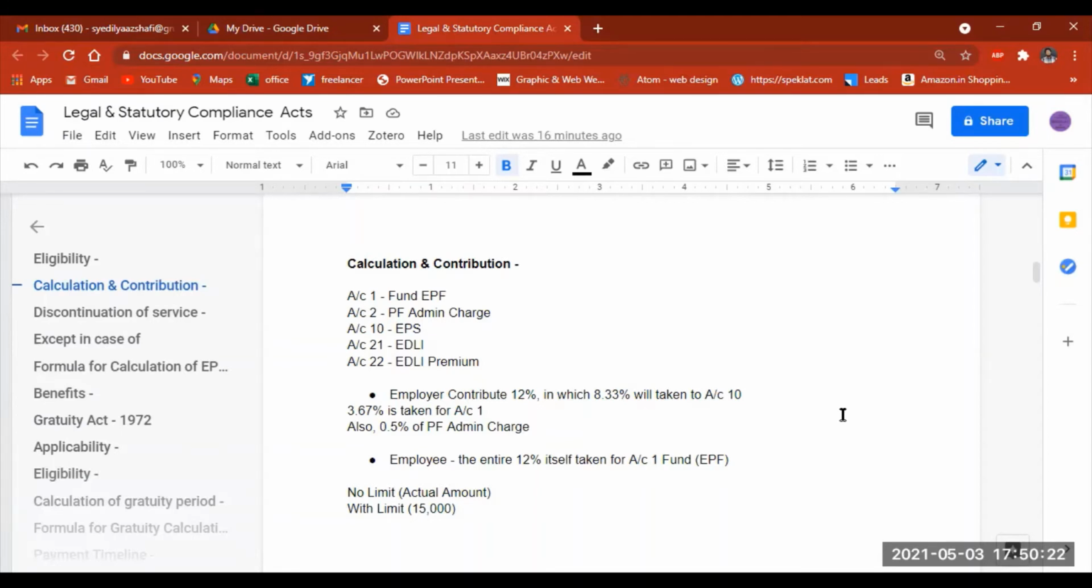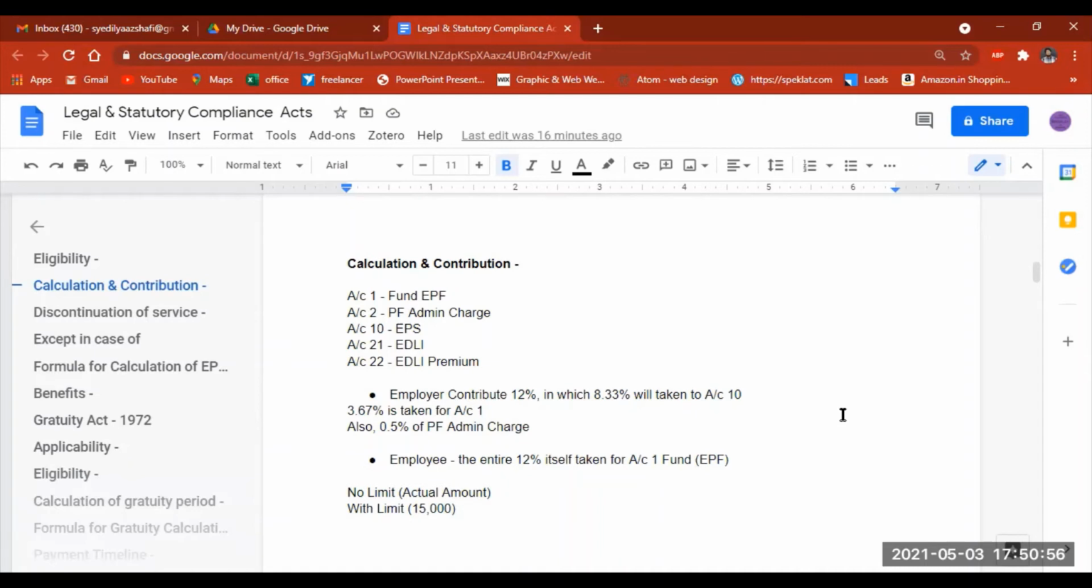And the other one, Account 2, is called the Provident Fund Admin Charge. Followed by that we have Account 10, that is the Employee Pension Scheme. Next, Account 21, where we have the Employee Deposit Linked Insurance, and followed by Account 22, we have the Employee Deposit Linked Insurance premium.